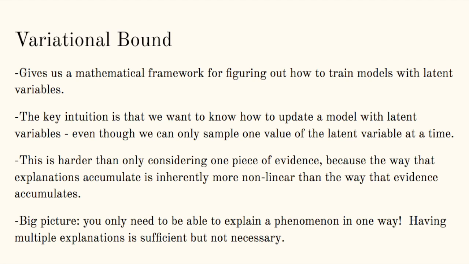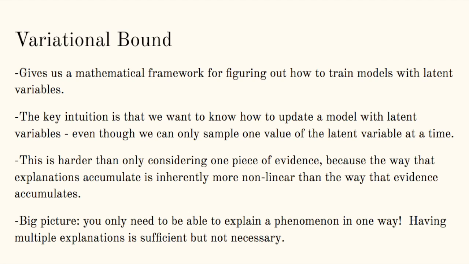The variational bound makes it possible for us to do updates while only looking at a subset of the possible values of our latent variables. Unlike the log likelihood trick, which allowed us to still push up likelihood, the variational method will force us to push up a lower bound that provides a guarantee on the value of the likelihood. Intuitively, the bound corresponds to the fact that a phenomenon only needs to have a single good explanation.